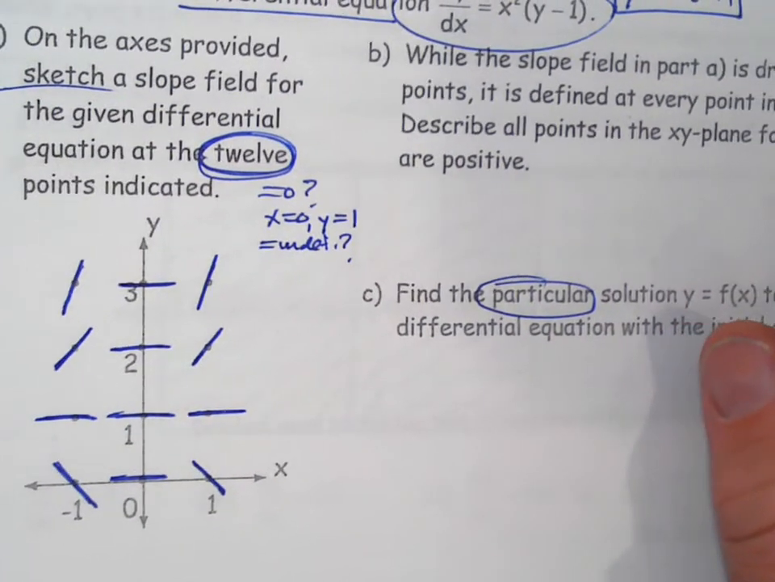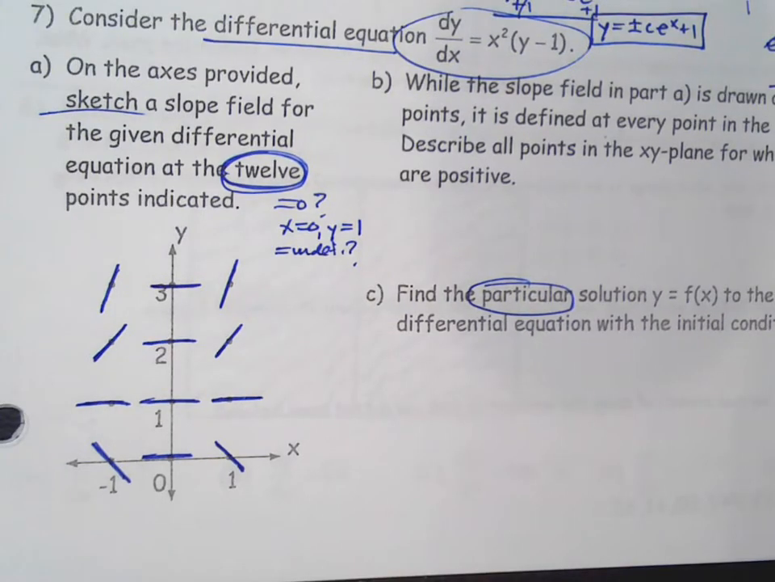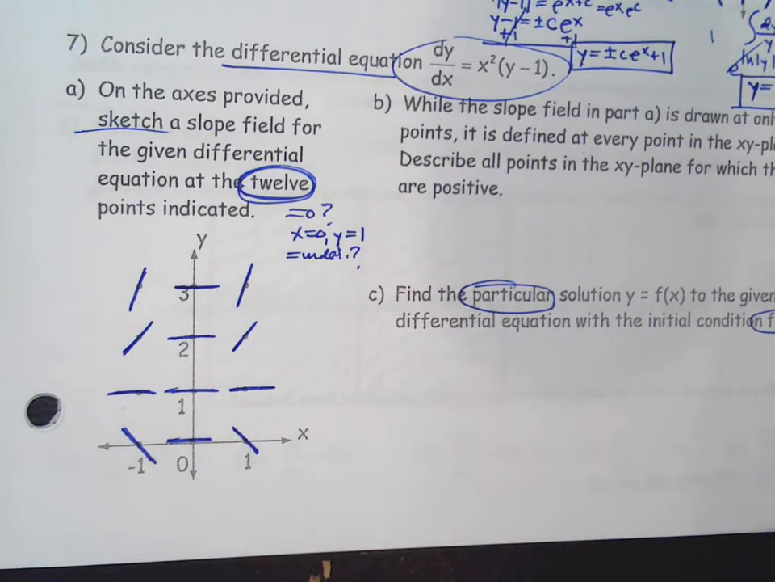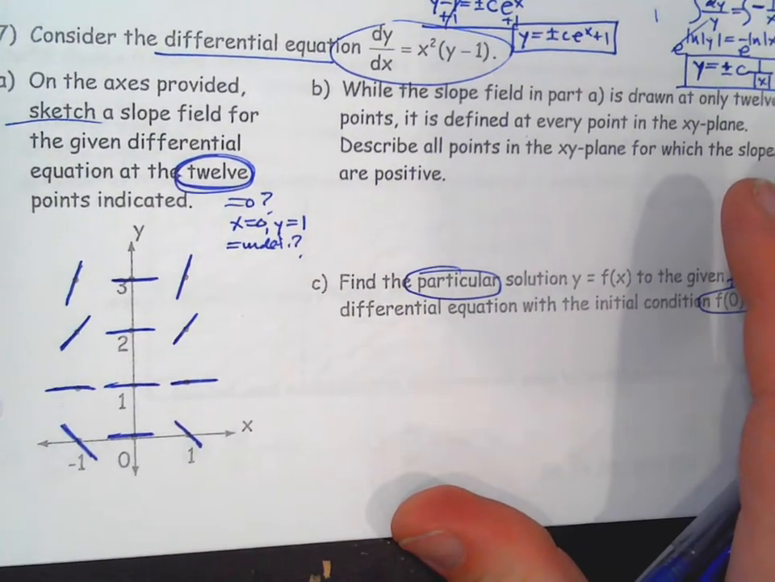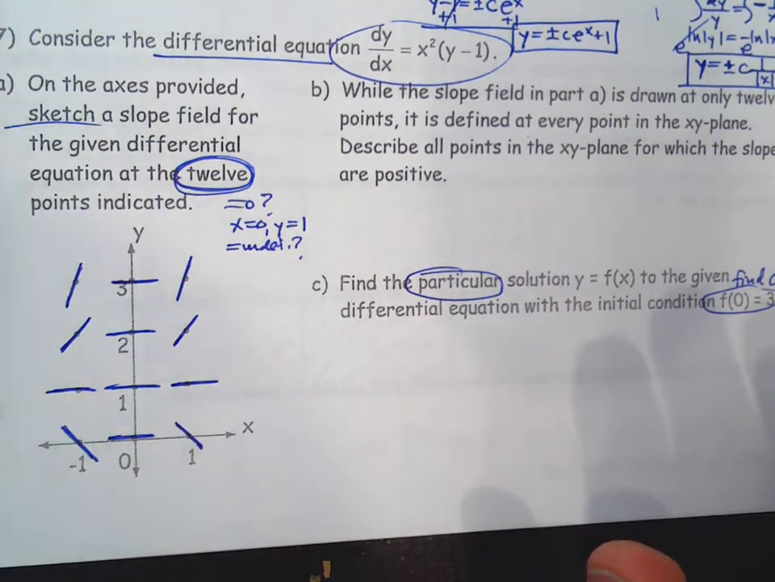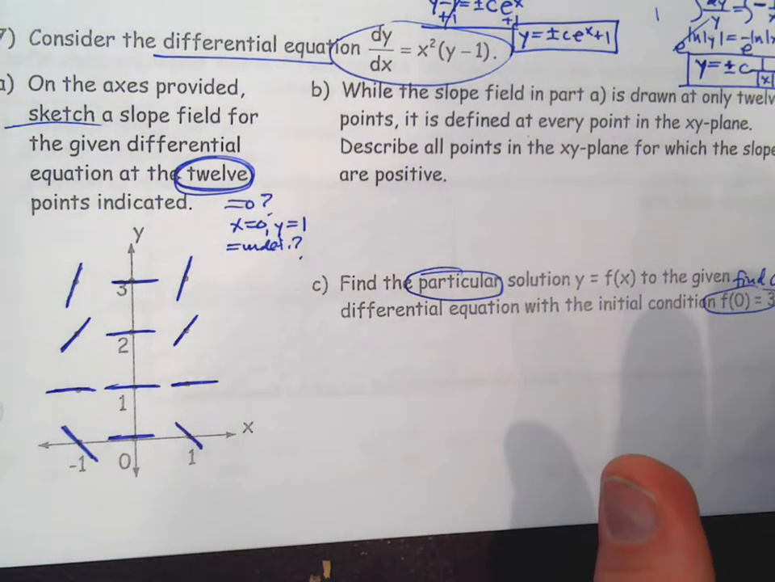Okay, part B says, while the slope field in part A is drawn at only 12 points, it is defined at every point in the xy plane. It keeps going. And there's no points where it's undefined. So every point, describe all the points in the xy plane for which the slopes are positive.